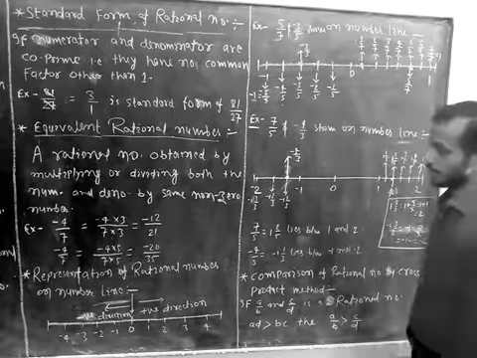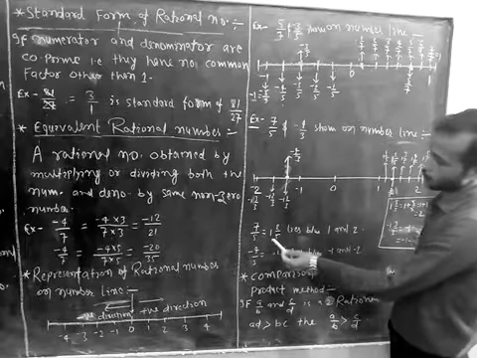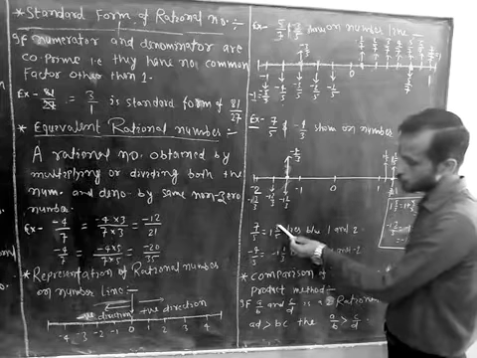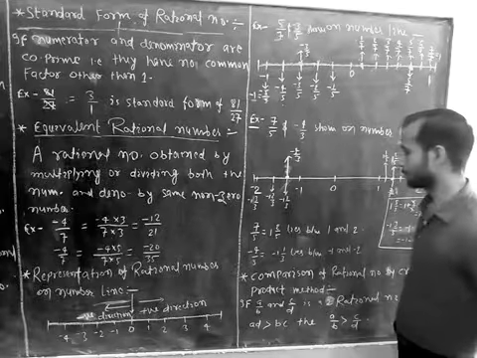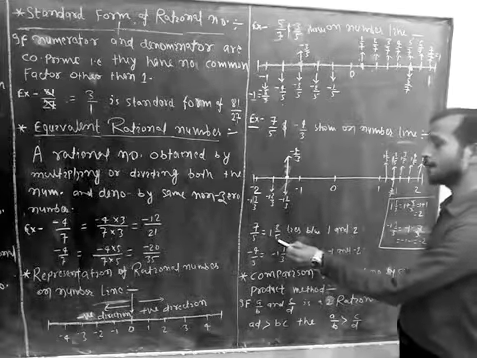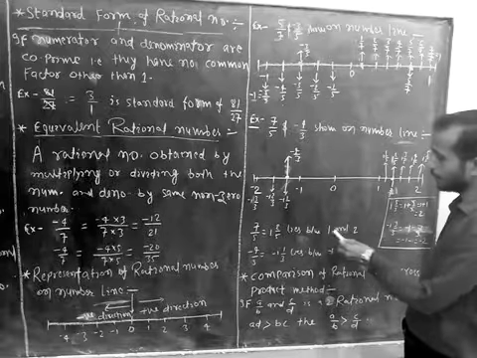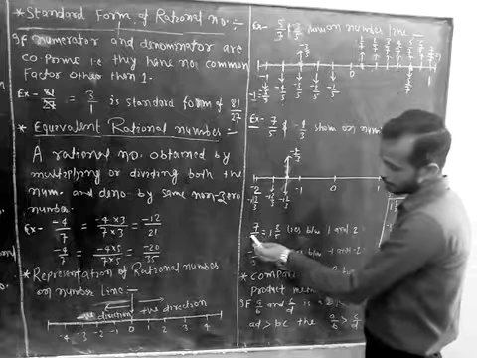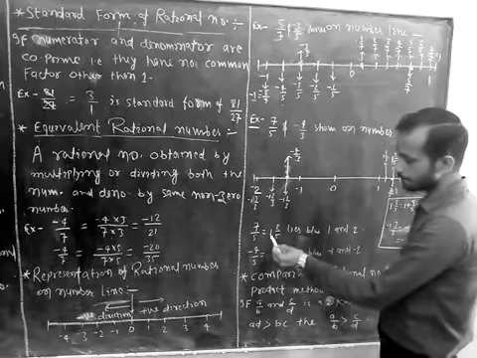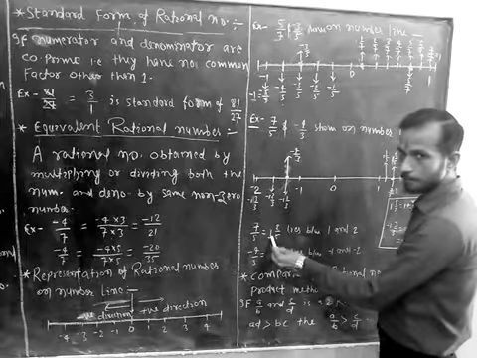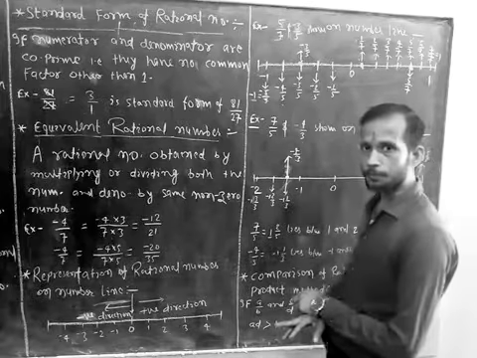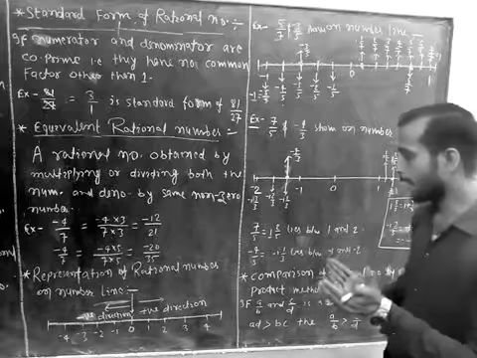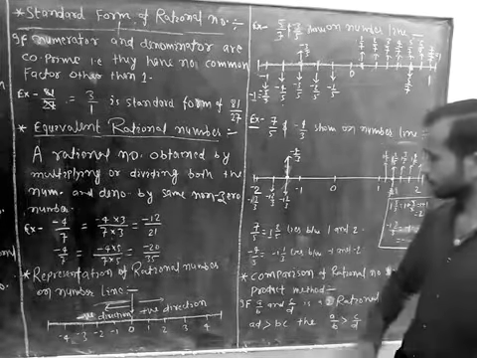7 by 5 is equal to 1 and 2 by 5, because 5 ones are 5 plus 2, 7 by 5. And 1 and 2 by 5 lies between 1 and 2, because this number is greater than 1 but less than 2. So this number lies between 1 and 2.